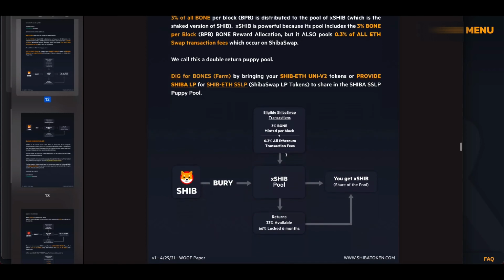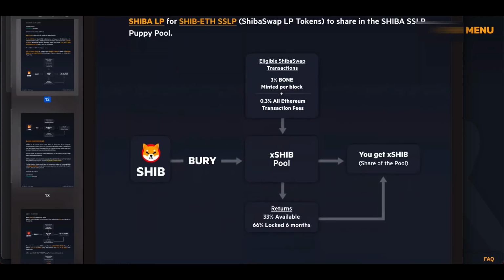Again, as you'll see over here, once you bury your Shib, you'll get xShib. And that xShib is basically a token that tracks the share of the pool that you have. Based on that share, you'll be allocated 3% of Bone that are minted per block, which will go into this pool. Based on your share of this pool, that's how much Bone you'll get. On top of that, you'll also get 0.3% of all Ethereum transactions.